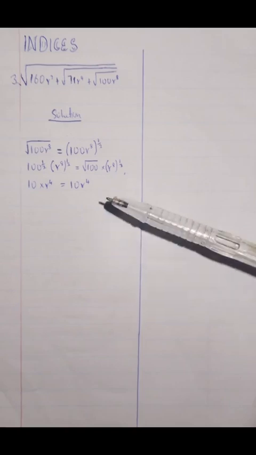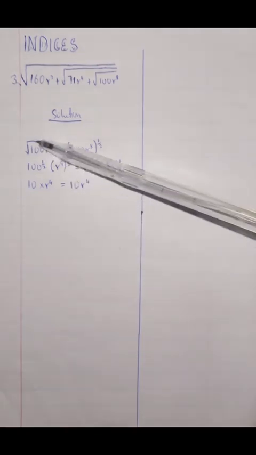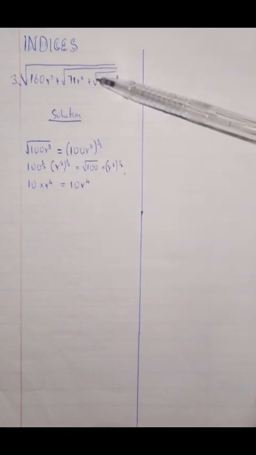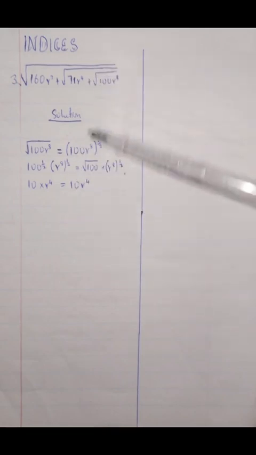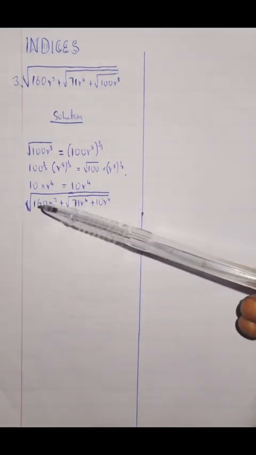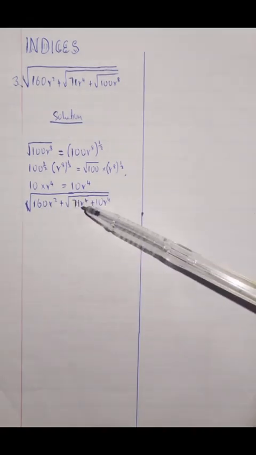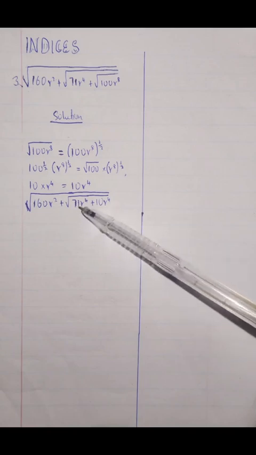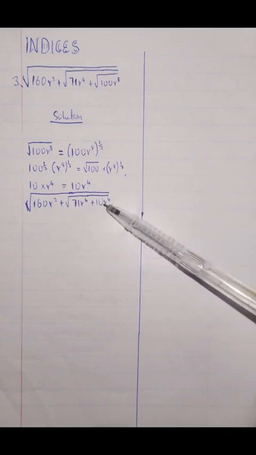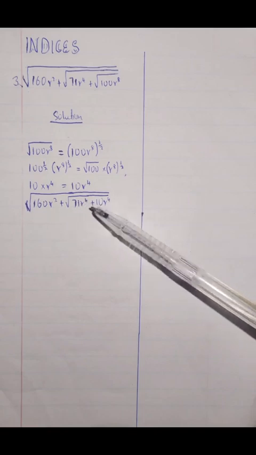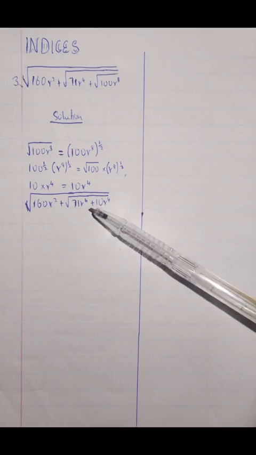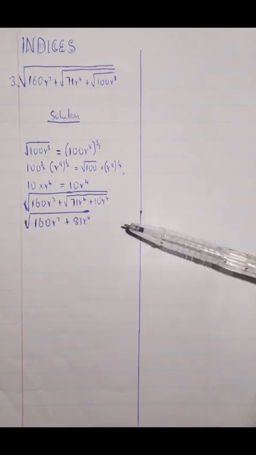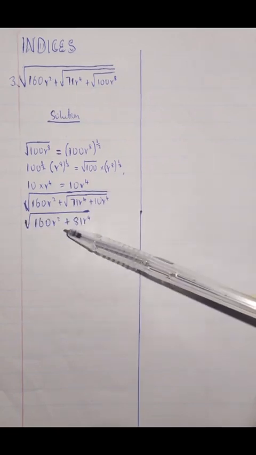Since we have gotten the value of these square roots, which is 10 r to the power of 4, we place it here. So if we place it here, we have something like this: square root of 160 r squared plus square root of 71 r to the power of 4 plus 10 r to the power of 4. You can see this one and this one are both r to the power of 4. So 71 r to the power of 4 plus 10 r to the power of 4 will give us 81 r to the power of 4. So we'll have something like this: square root of 160 r squared plus square root of 81 r to the power of 4.